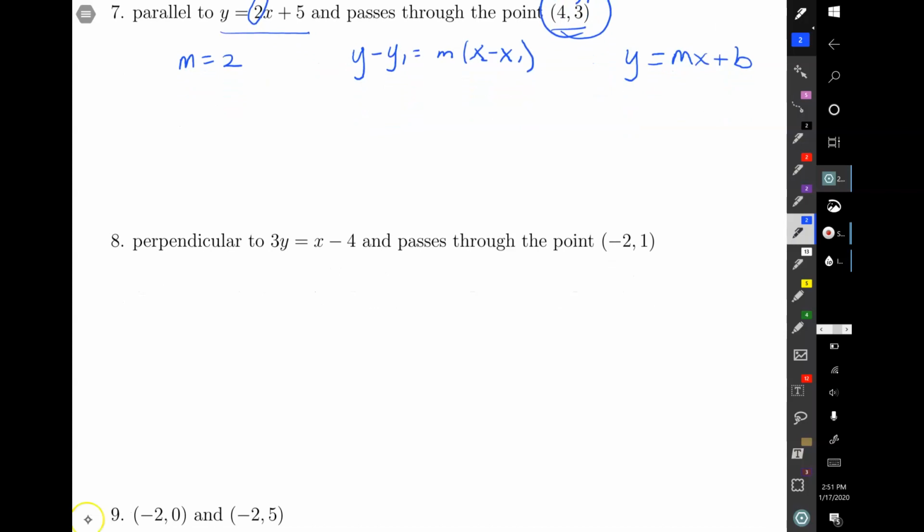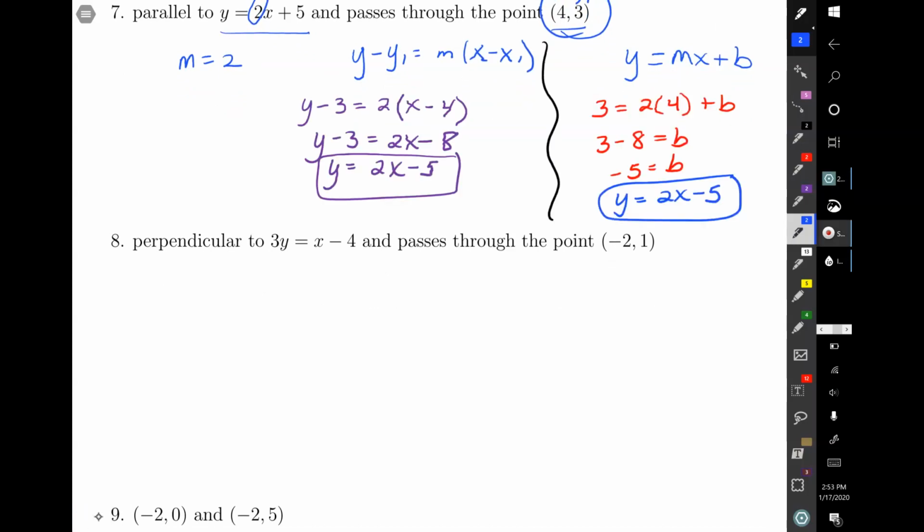So pause the video. So the answer you would get is y equals 2x minus 5. I do have the steps there for both methods, the point slope form, and you can just skip over this part if you got it. But if you don't, I'll go through it. Y minus 3 equals 2 times quantity x minus 4. Then I have y minus 3 equals 2x minus 8. And then finally, add the 3 to both sides, get y equals 2x minus 5.